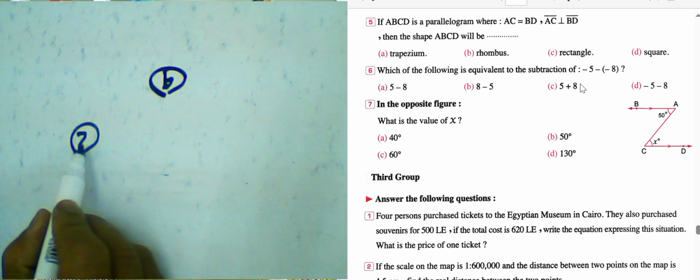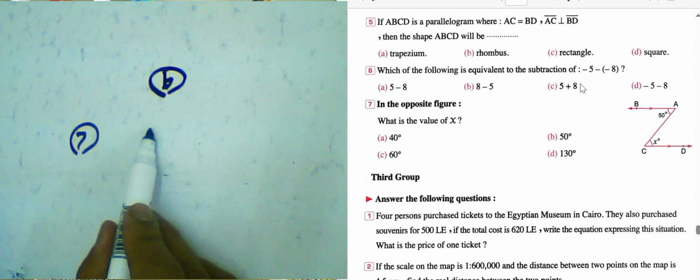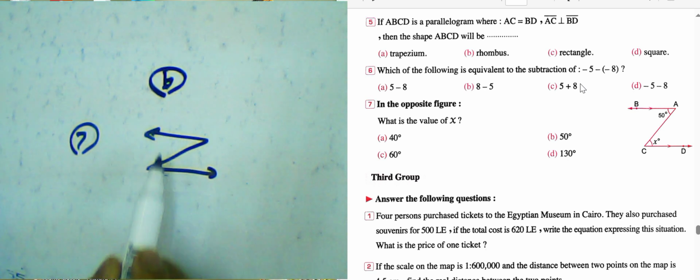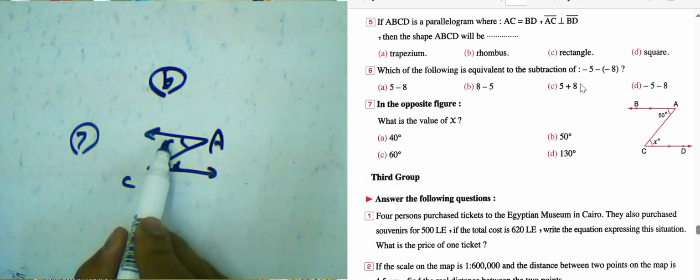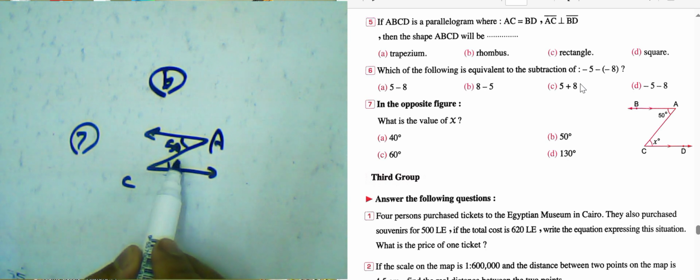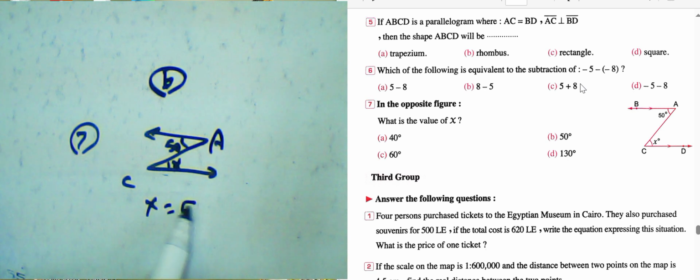Question number 7. What is the value of x? We have two parallel straight lines here, and we have a transversal of them. Then the measure of A will be equal to the measure of C. We call them alternate interior angles. Then the measure of angle x will be 50 degrees.